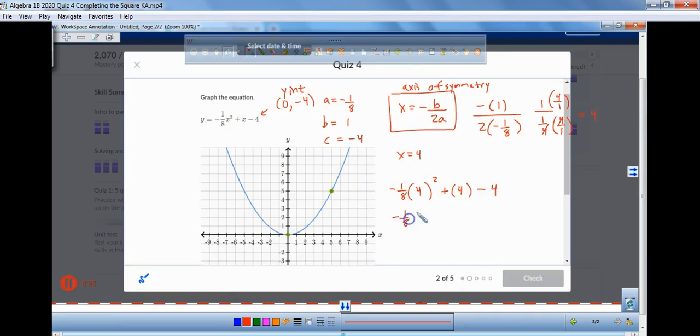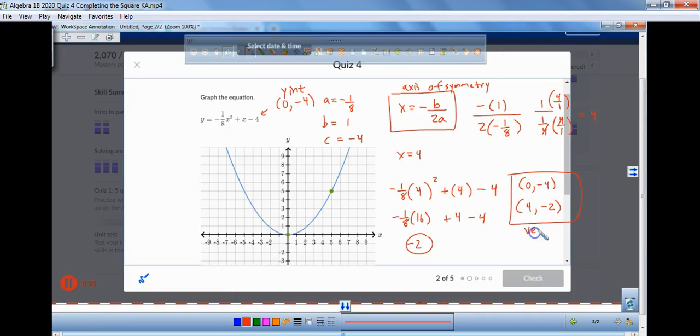So negative 1/8, parentheses, 16, plus 4, minus 4. Of course, 4 minus 4 zeroes out. So we get negative 1/8 times 16, and that's negative 2. Plus 4 minus 4. Oh, there's my y value, negative 2. So my other point is going to be 4 and negative 2. 4 and negative 2 and 0 and negative 4. Those are my 2 points that I'm going to use. The vertex being 4 and negative 2.